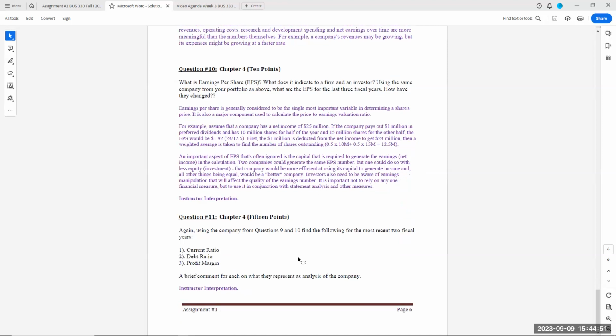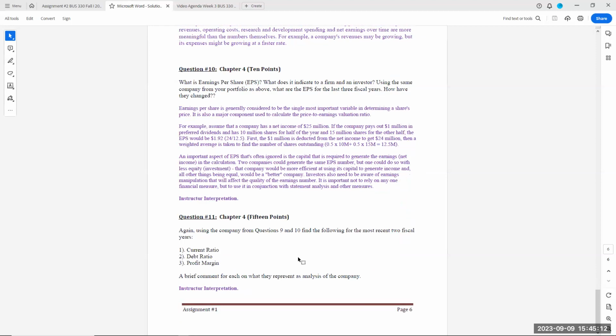Question 11, again from chapter 4, is to go back 2 fiscal years and find the current ratio, the debt ratio, and the profit margin in those 2 years of your companies. And again, some people missed this one: a brief comment for each on what they represent as analysis for the company.